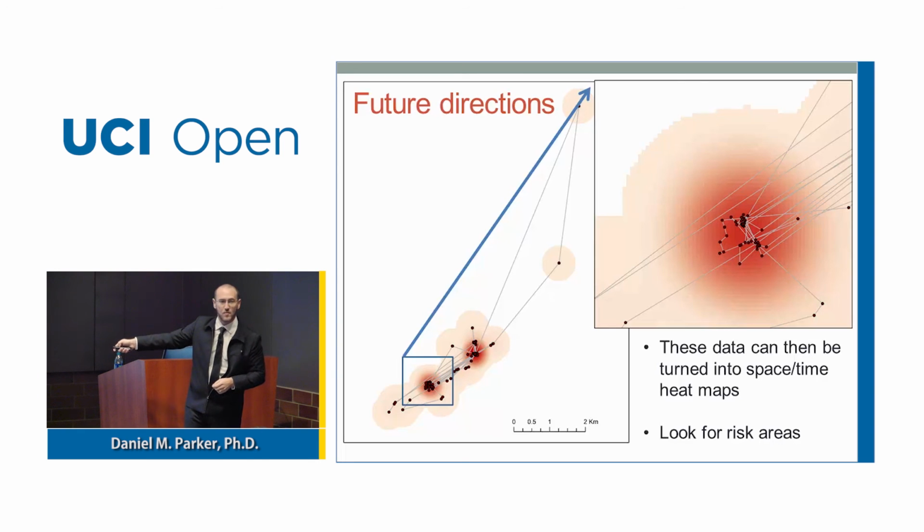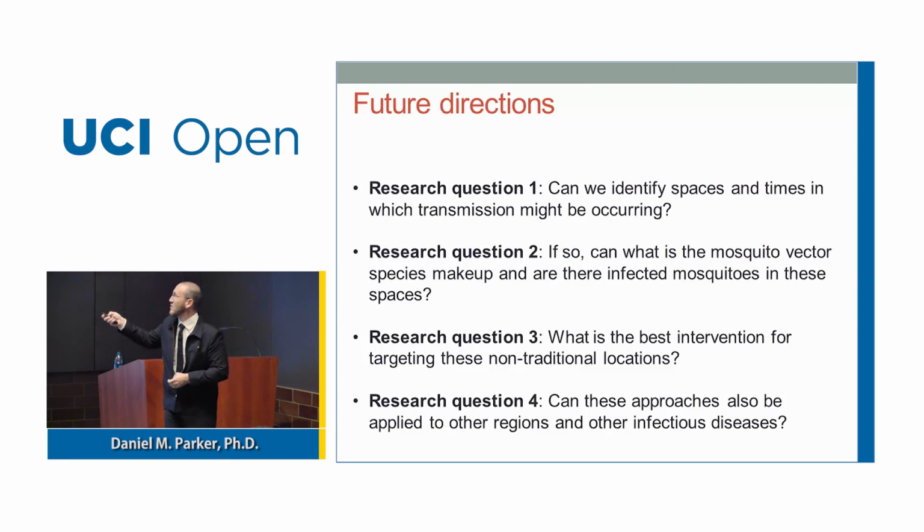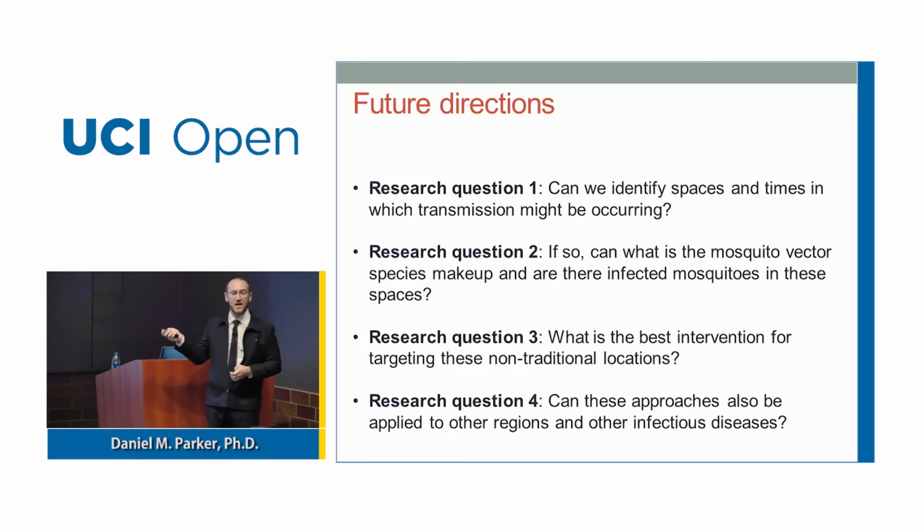This happens to be this farmer's home and his farms. From this, we can start to look for risk areas. So if you have a cohort of people that are doing this, some of them wind up with malaria infections, some of them don't, then you start aggregating their data and seeing if they have different activity space patterns. The main research questions are, can we identify spaces and times in which transmission might be occurring?